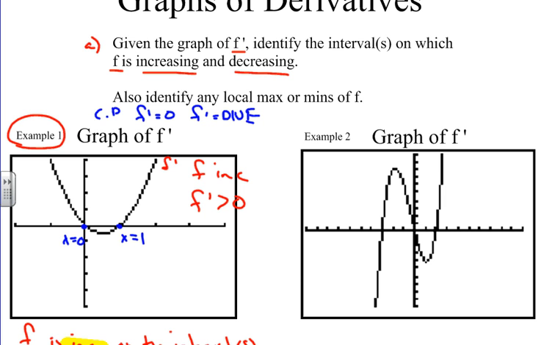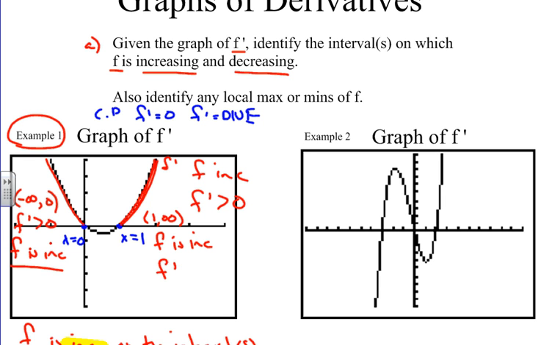We can now look at the graph and see that from negative infinity to 0 on this interval, f prime is going to be greater than 0. It's positive values. Therefore, f is increasing. That's what we know. Over here, we see the same thing happening. From 1 to infinity, we see that f is also going to be increasing because f prime is greater than 0. It's positive.